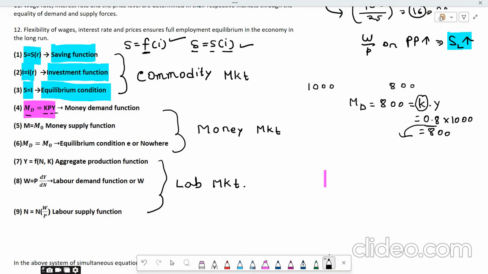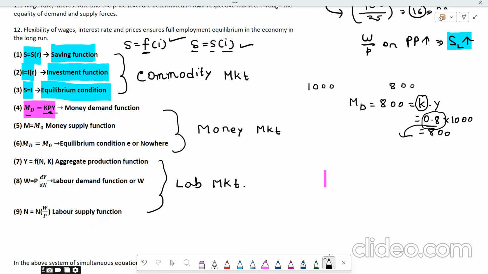So this K is basically 0.8. It denotes how much of our income we want to keep in our hand. And price is also considered here and multiplied with K and Y in the money demand function. If prices are too high in the economy, then we will be demanding more money. We will be willing to keep more money in our hand.